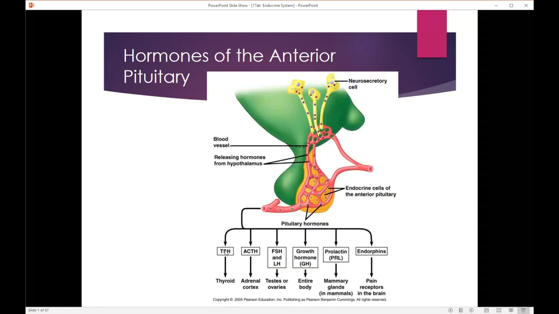Okay, and so here we have TSH, thyroid stimulating hormone. It's going to act on the thyroid. ACTH, adrenocorticotropic hormone, is going to act on the adrenal cortex. FSH is follicle stimulating hormone. LH is luteinizing hormone. We also have growth hormone and prolactin. So those are our 6. Okay, 1, 2, 3, 4, 5, 6. We also have endorphins, and endorphins are maybe a hormone, maybe not. Okay, so that's why we say 6-ish.